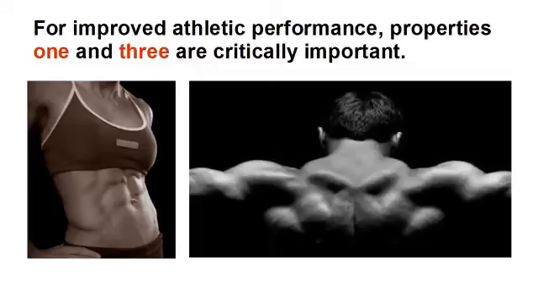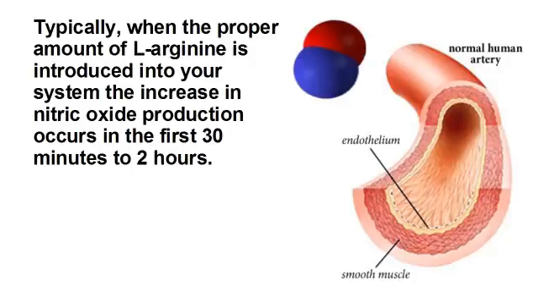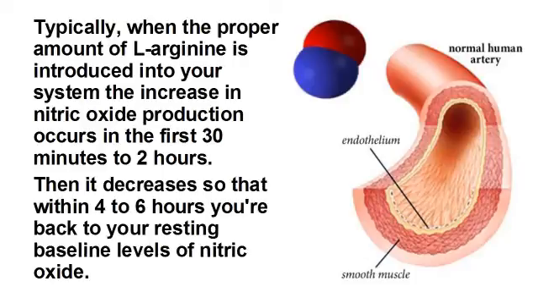For improved athletic performance, properties 1 and 3 are critically important. Weightlifters and other athletes who use the amino acid L-arginine in their workout programs only derive the short-lived improved blood flow because of how L-arginine is metabolically processed in their system. Typically, when the proper amount of L-arginine is introduced into your system, the increase in nitric oxide production occurs in the first 30 minutes to 2 hours.